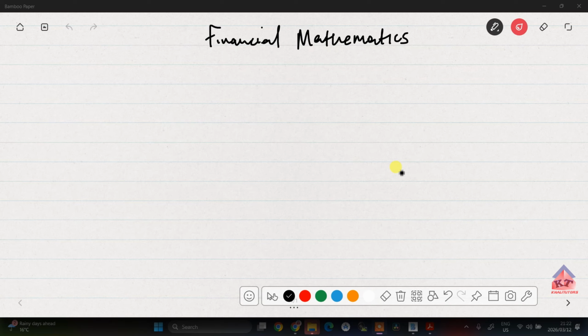Okay. If you decide to buy a car, you are going to use financial mathematics to determine how much money in total you're going to pay to that lender or to the bank. Therefore, these examples illustrate how important financial mathematics is in your day-to-day life.